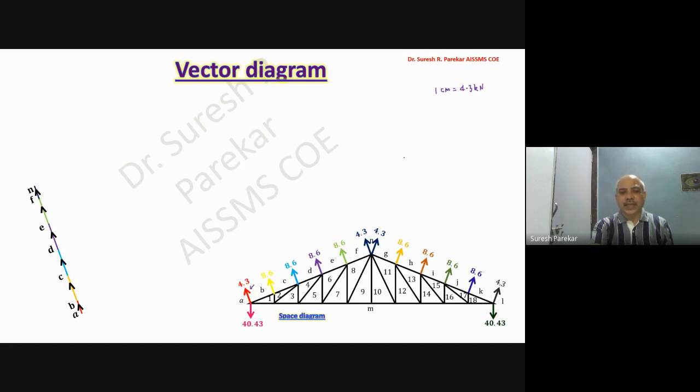Now till this we are in the same direction. Now our direction is changed. For NG we have this direction, so in this direction now we are going, and then the others are in the same direction. We have GH, then HI, IJ, JK, KL. Now after KL, LM we have 40.43 downward, and then we have MA again downward with the same value. So now this is known as a closed polygon, as our starting and end points are the same.